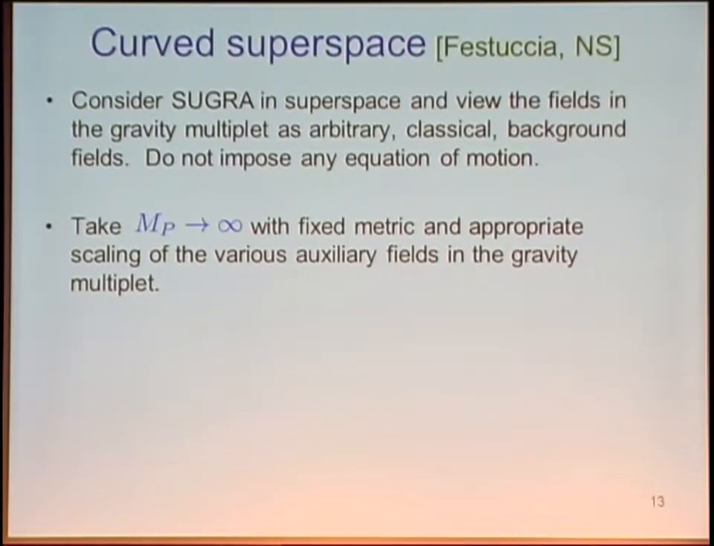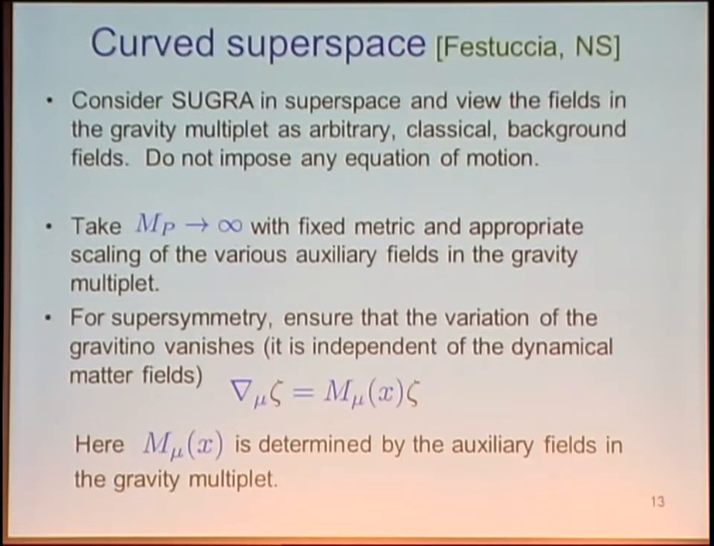So we have to take a certain scaling limit. The auxiliary fields have scaling 1. It's an obvious scaling such that they survive. M Planck goes to infinity, holding the metric fixed. So this is a two-line calculation. And now if we want supersymmetry, all we need to do is impose that the gravitino variation vanishes. And here, this mu of x depends on the metric and the various auxiliary fields in the supergravity multiplet. It's absolutely crucial that this mu of x is independent of the dynamical matter fields in the problem.